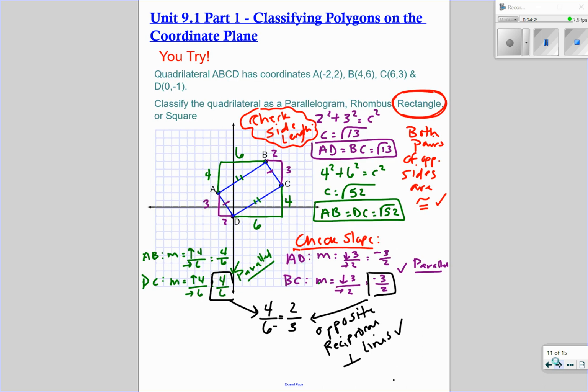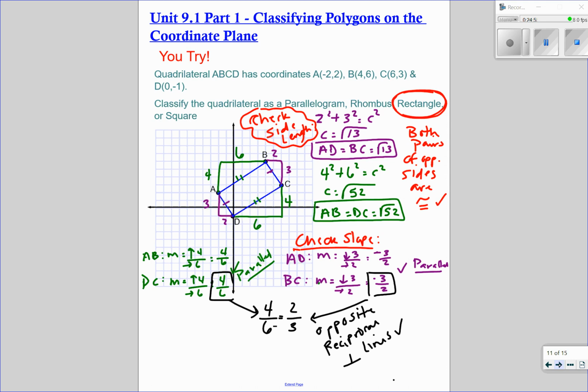Check your work by reviewing here. This quadrilateral would in fact be a rectangle. Please be sure that you showed that the opposite sides were congruent. You showed that opposite sides had the same slope, which makes them parallel. And you showed that adjacent sides have slopes that are opposite reciprocals, which then proves that all of your sides are meeting at 90-degree angles.